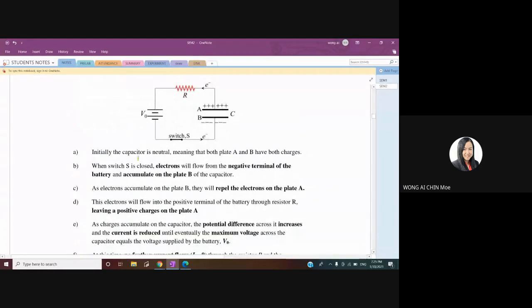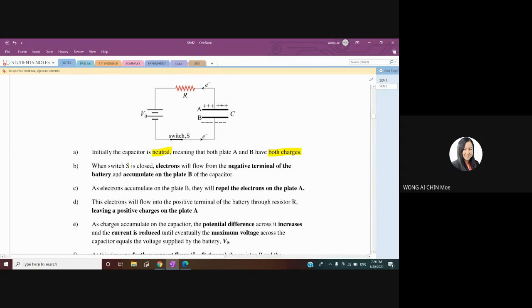Initially the capacitor is neutral, meaning that there are no net charges inside the capacitor. Positive and negative are equal on both plates, meaning that both plate A and plate B have both charges equally, because we know that positive and negative neutralize by themselves.